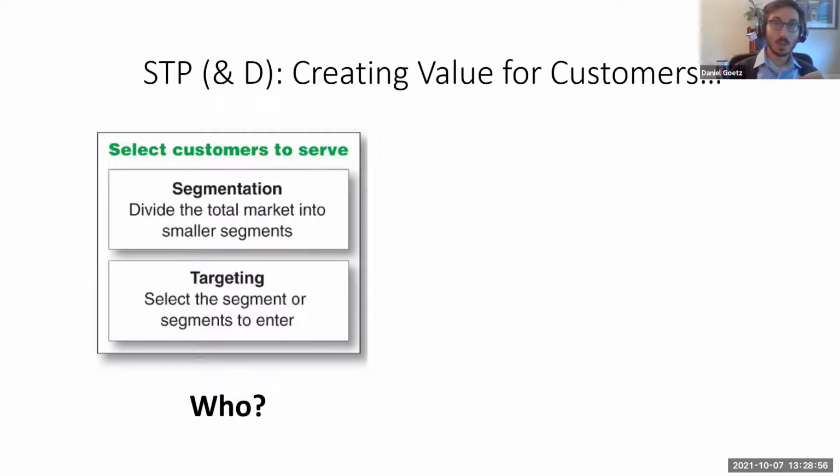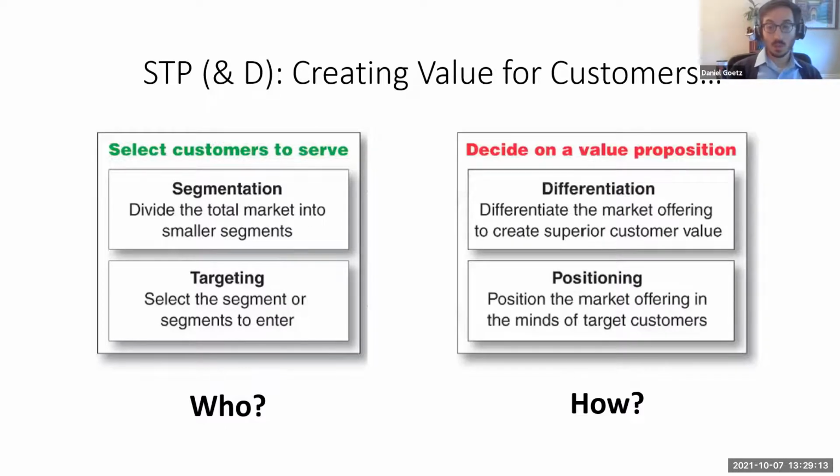Note that with segmentation and targeting, we're only thinking about the customer side. We're kind of ignoring our competitors for now, and we're dividing up the groups of customers into these measurable segments.